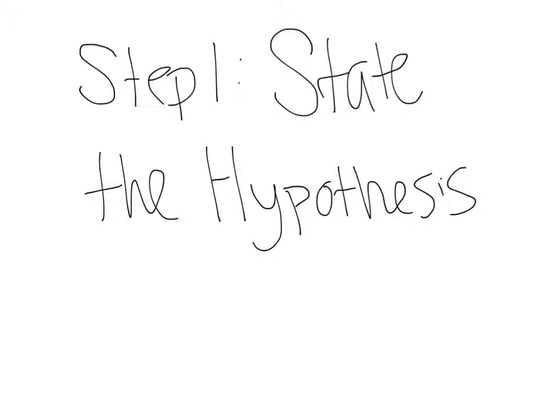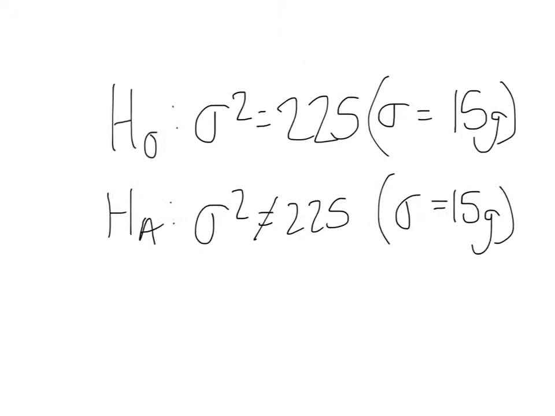Step 1. State the hypothesis. The H0 is sigma squared equals 225, or sigma equals 15 grams. The HA is sigma squared is not equal to 225, or sigma is not equal to 15 grams.